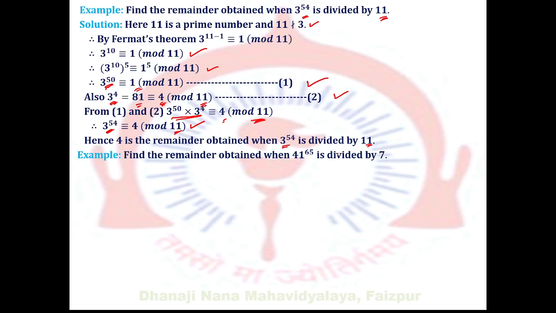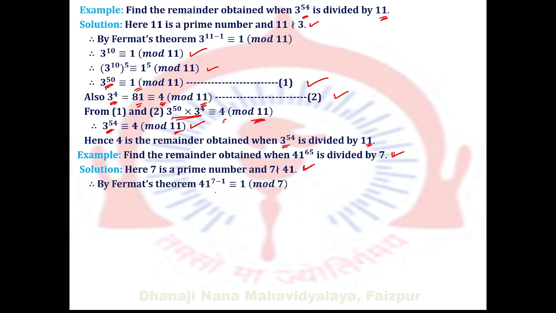Then next example, find the remainder obtained when 41 raised to 65 is divided by 7. Again here 7 is a prime number, so we use Fermat's theorem. So here 7 is a prime number and 7 does not divide 41. So by Fermat's theorem, 41 raised to 7 minus 1 is congruent to 1 modulo 7. That is 41 raised to 6 is congruent to 1 modulo 7.